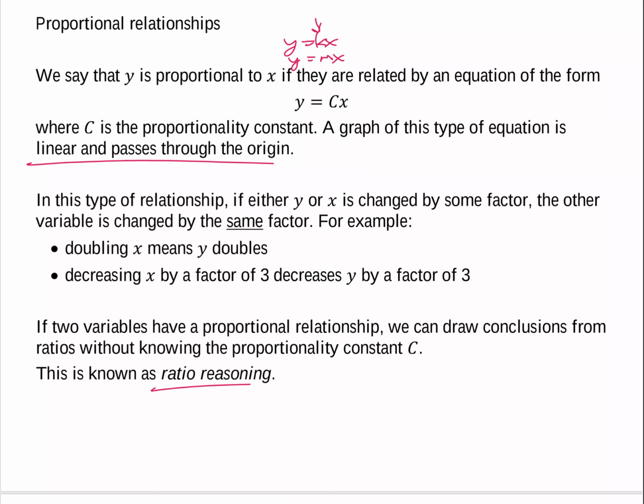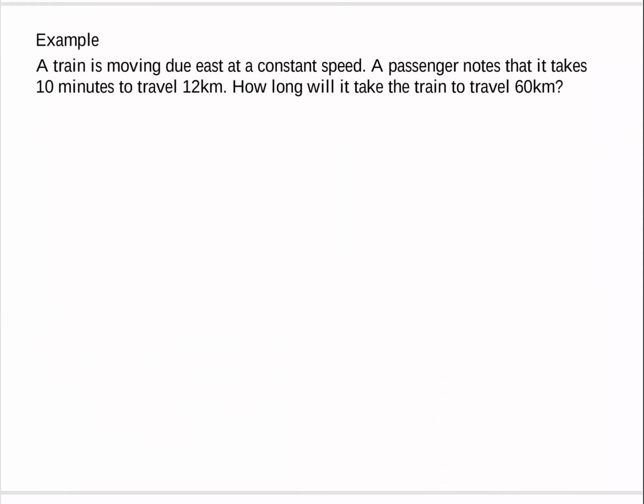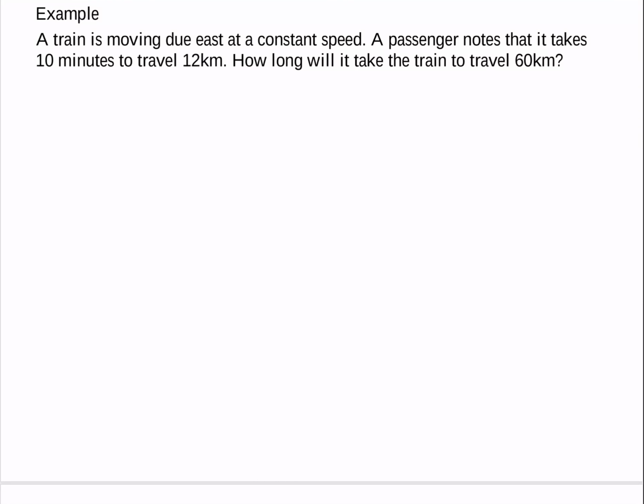So anyway, let's see. A train is moving due east at a constant speed. A passenger notes that it takes 10 minutes to travel 12 kilometers. How long will it take the train to travel 60 kilometers, do you think?